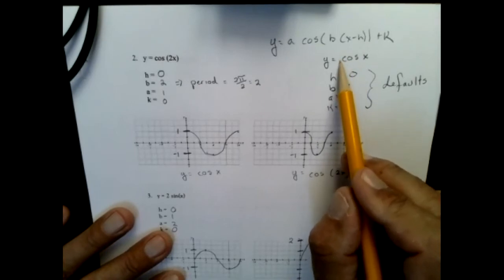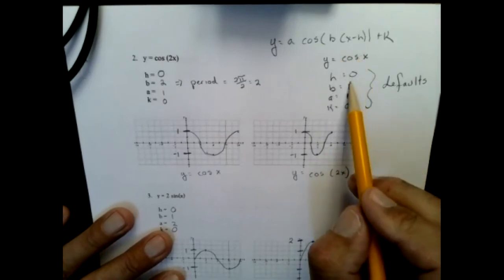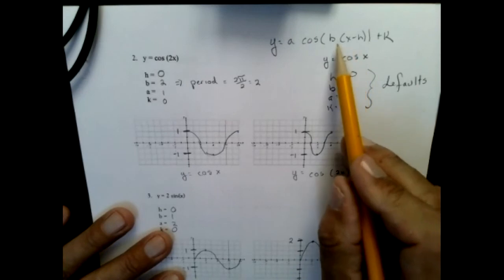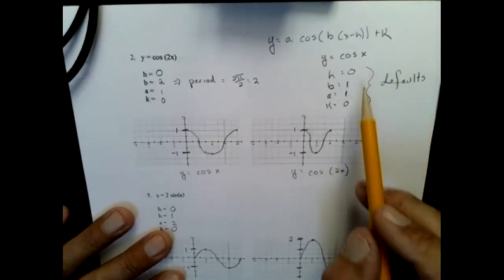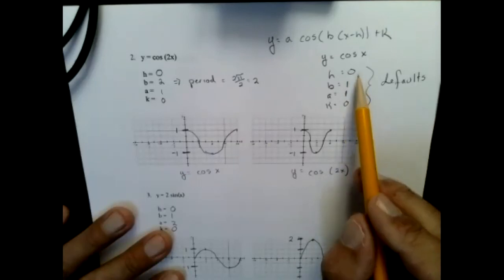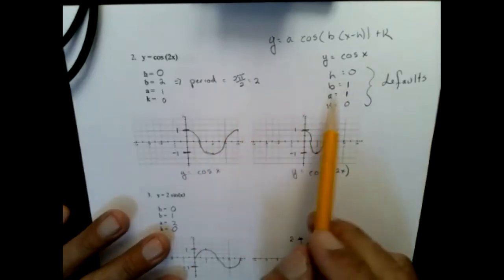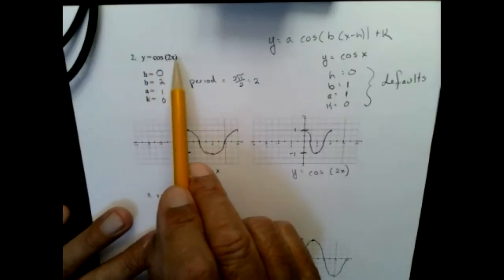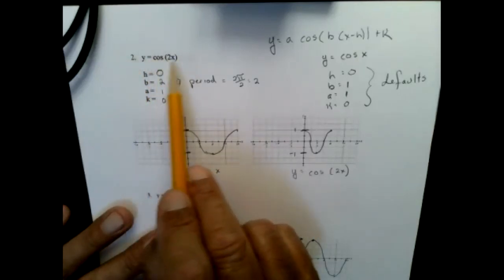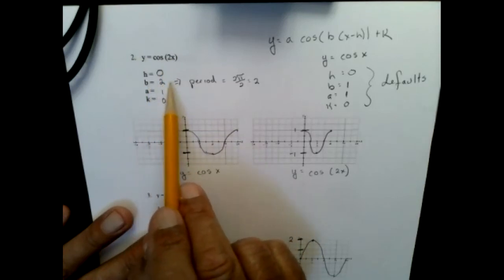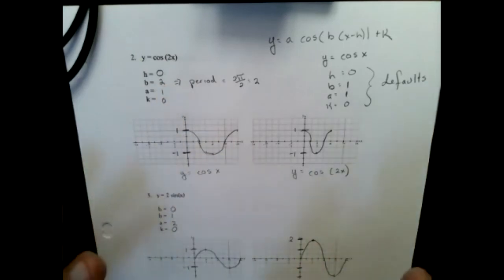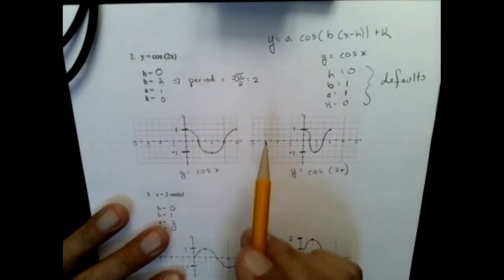A out front is a times. These are both times, B and A. H and K, we're adding or subtracting, so their defaults are 0. So when I see y equals a cosine of 2x, I know I need to graph the parent function, and I'm going to have to draw a second function to take care of B, because these other three are like default and I don't need to worry about it.